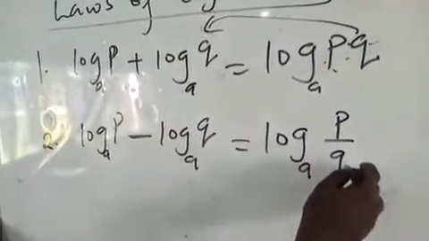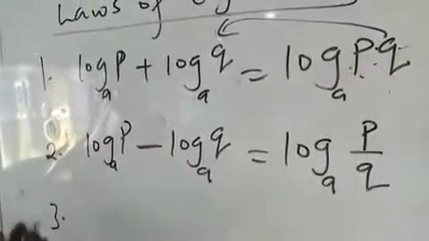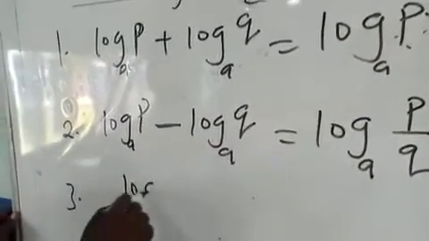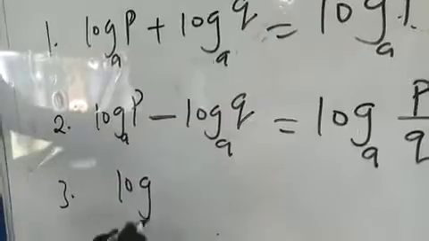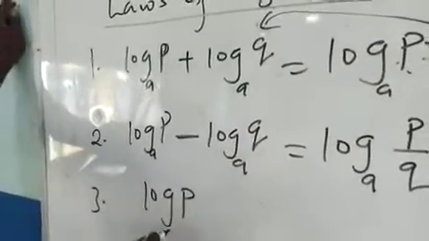Take note. Now, 2. You also have log P base A minus log Q base A. If it is subtraction, you pick one log to base A and you divide the numbers. That is that.